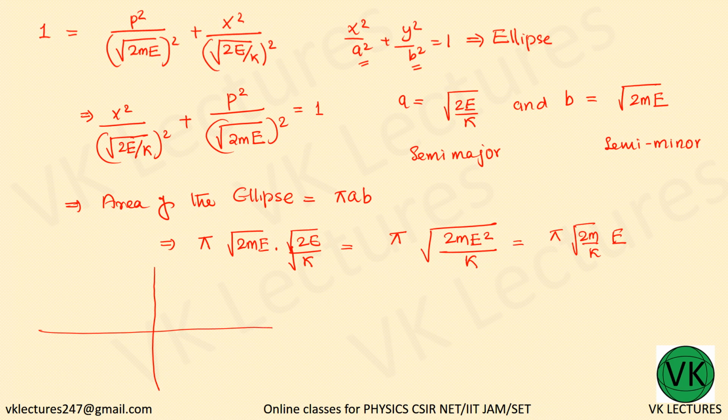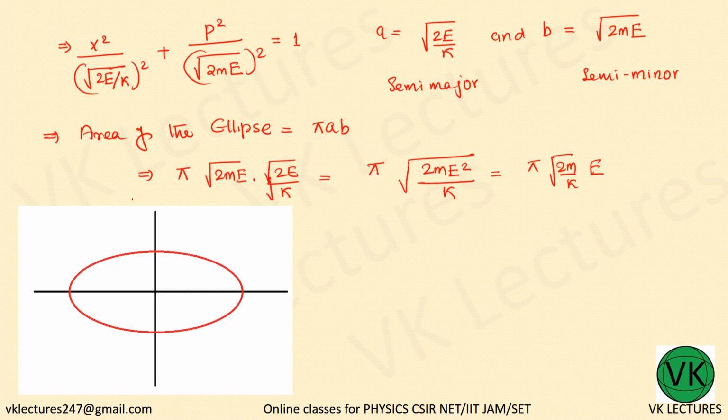Now let us find the trajectory. So trajectory is, as we discussed, an ellipse. So we know this is an ellipse. So this is the B, and here you have A, which is the semi-major axis, and B, semi-minor axis. The values of A and B have been found. Now this is the phase space trajectory, which is an ellipse.